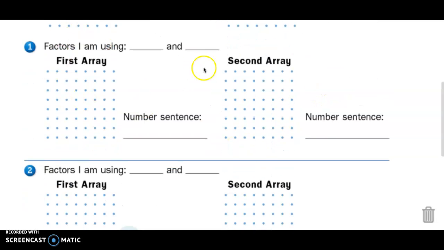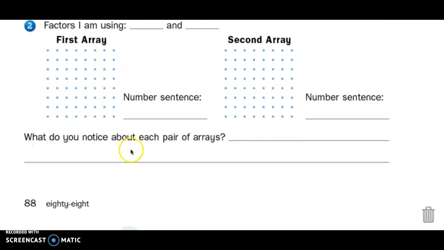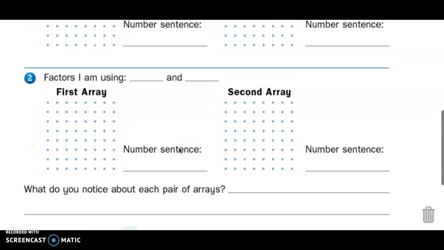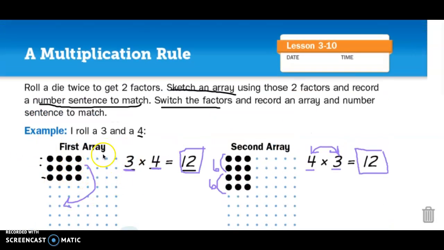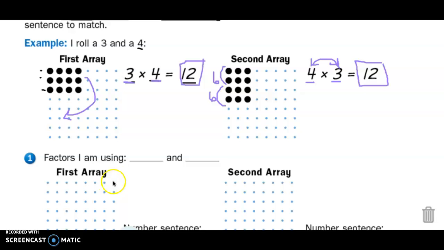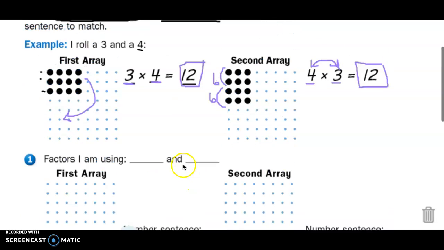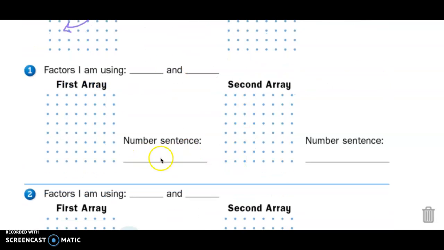Now you get to do number 1 and number 2. Then it says, what do you notice about each pair of arrays? Remember, these are your arrays. So they're saying, what do you notice about these? So factors you're using, you're going to roll the dice first, a 6-sided dice. Put your factor here. What's your first roll? And what's your second roll? And then a number sentence. Theirs was kind of floating. You get to put yours on the line.